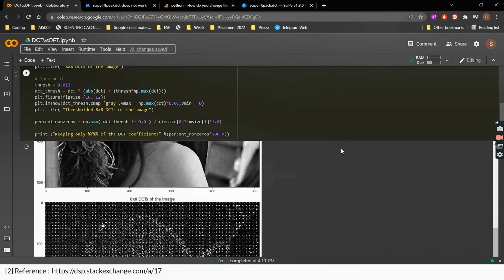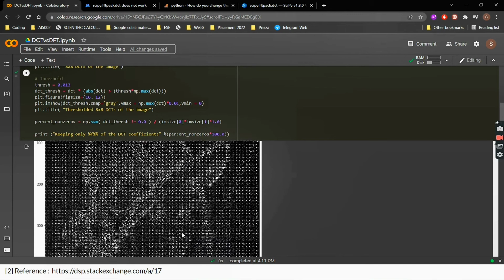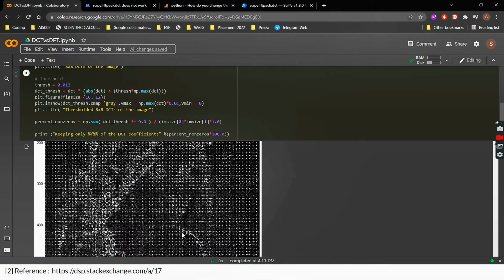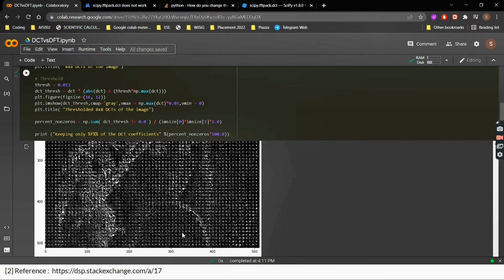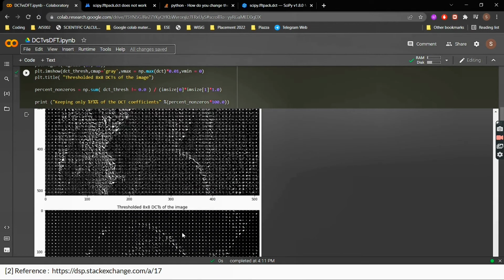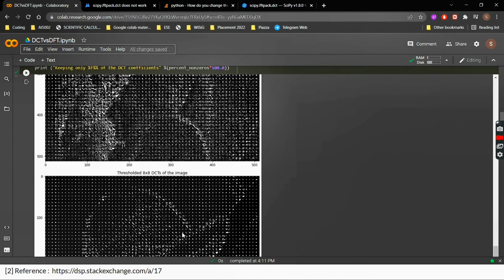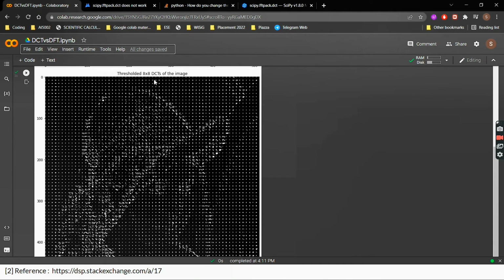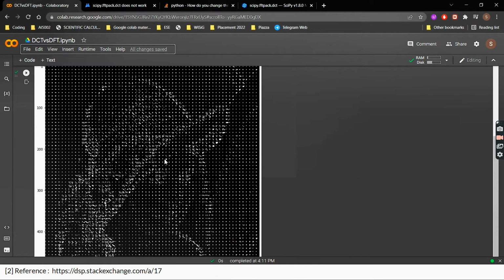When we divide this image into 8x8 DCT blocks and then take the DCT coefficients, we get this kind of image. Now we have not yet compressed the DCT coefficients, like we have not ignored the low energy coefficients which we do not require. The next step is to ignore these coefficients and keep only the coefficients which have the higher amount of energy, which contain the information regarding the image. So after thresholding our 8x8 DCT, we get this kind of image.